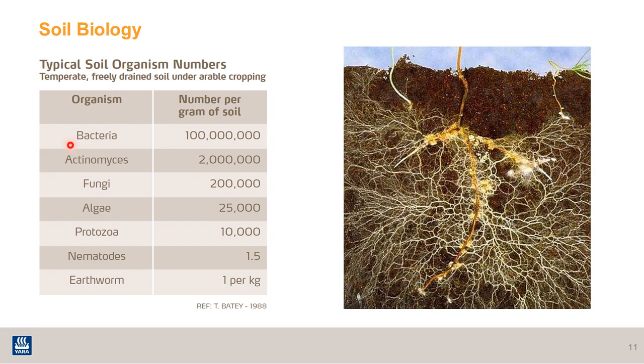But more and more evidence is showing that the bacteria and fungi in the soil can help the plants take up nutrients and increase yield. If we look at this table, we can see that the typical soil organism numbers are by the millions per gram of soil. We have bacteria, 100 million bacteria per gram of soil. Fungi, somewhat less, about 200,000 per gram of soil. We have protozoa, we have earthworms. And you can be sure that these organisms are affecting how the plants are taking up nutrients.